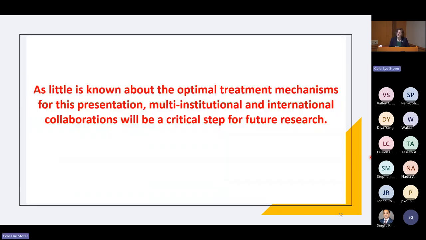But importantly, as little is known about optimal treatment mechanisms for this presentation, it's going to require multi-institutional and international collaborations for future research to occur. Because again, even in our large eye center, we were only able to identify 24 patients with this presentation.